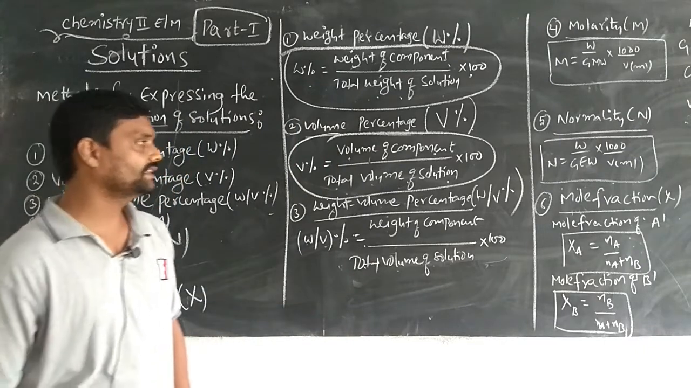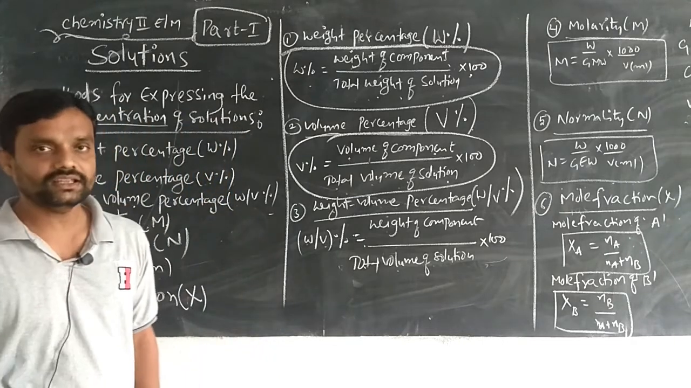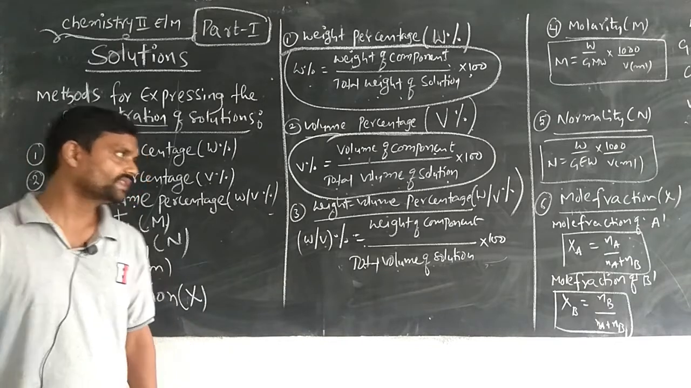Then we get the weight volume percentage. That is the W by V percentage symbol.